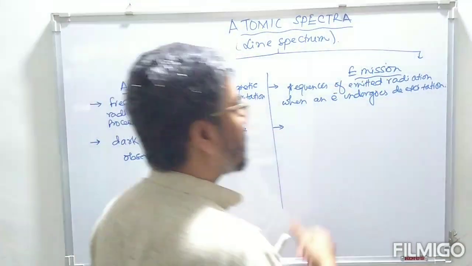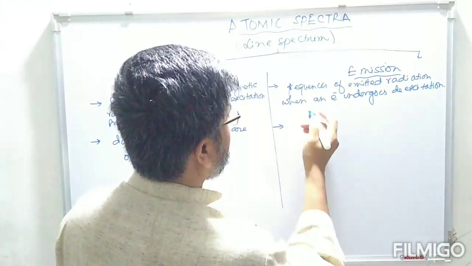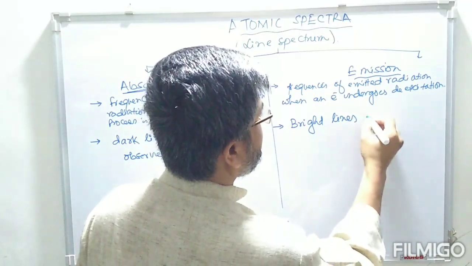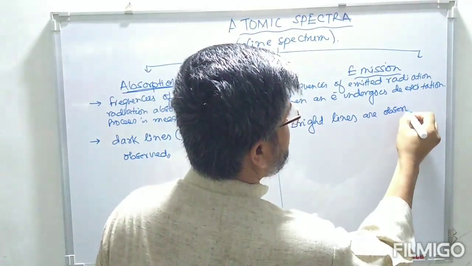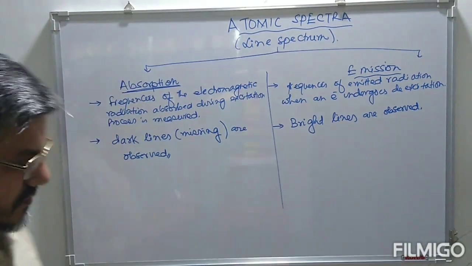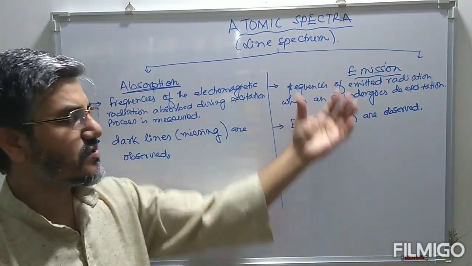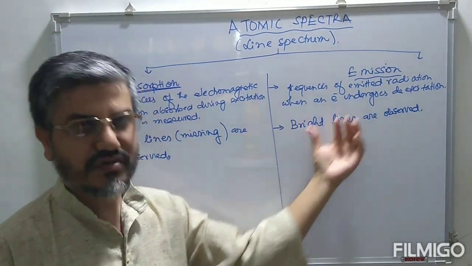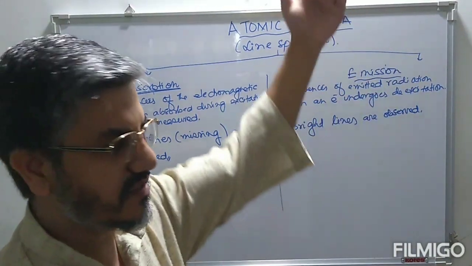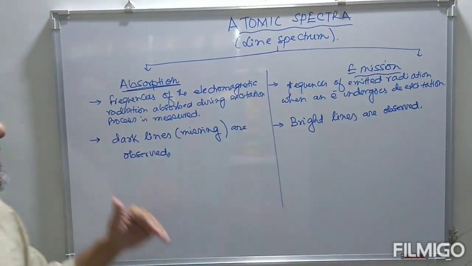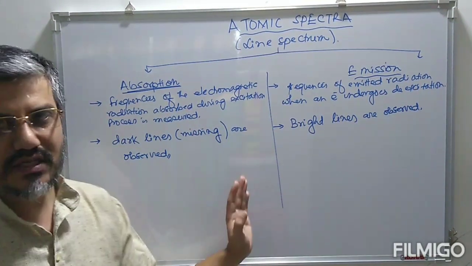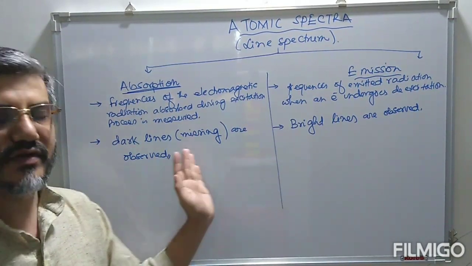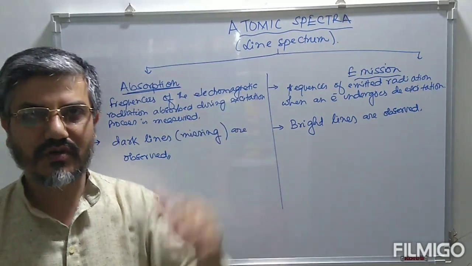So in case of emission spectrum, bright lines are observed. So if you look at this, the only difference is in case of emission, bright lines are observed, meaning thereby those lines are being radiated by electron when it's coming from higher level to lower level. In case of absorption, dark lines are observed in a white background, so those lines missing will be the frequencies absorbed by the electron for its promotion from lower level to higher level.